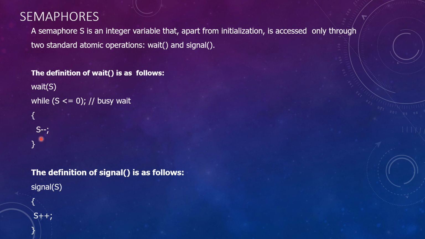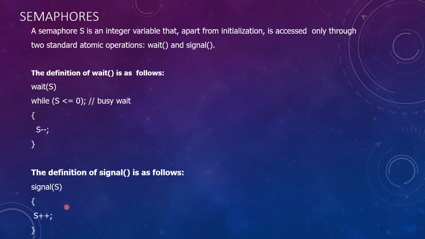I hope you understand. When there are no resources, the process has to keep waiting. The process keeps on looping around in the while loop itself. If there are resources, the process can be granted the requested resources, which is indicated by S minus minus. This is what we call the wait operation.